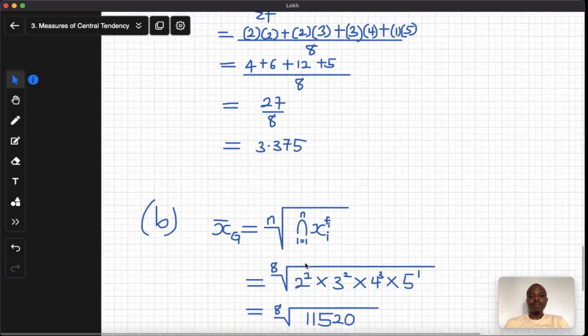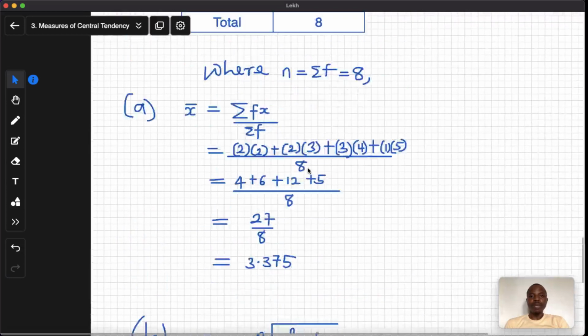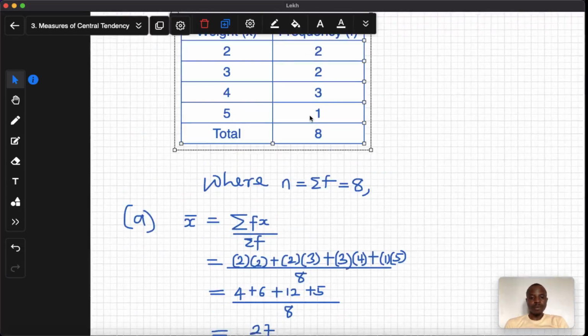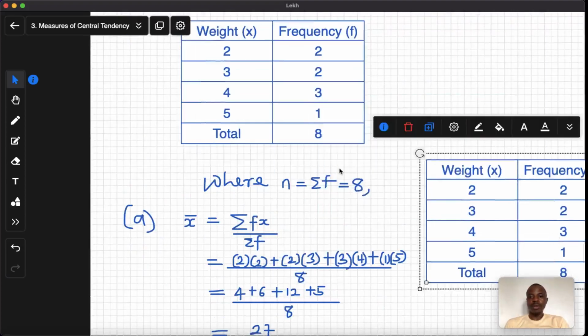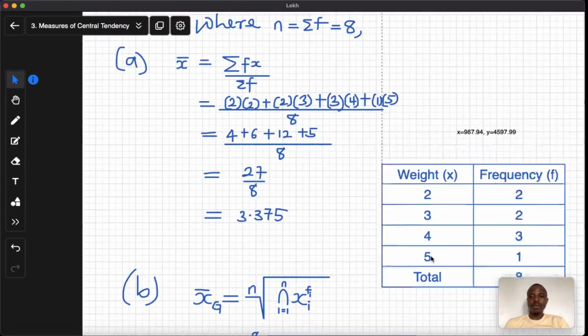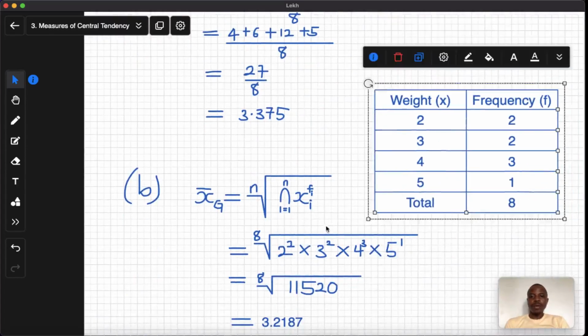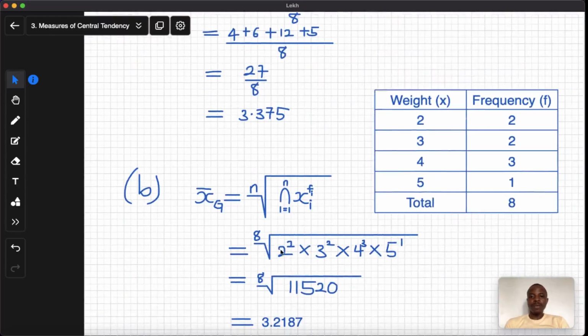Now the second time, to get the geometric mean, let me duplicate this table. Now you can look at the table as I work it out. We are going to be looking for the 8th root of all our observations raised to their frequencies. So 2 appears 2 times, so we write 2 raised to the power of 2. So that's what we have here.